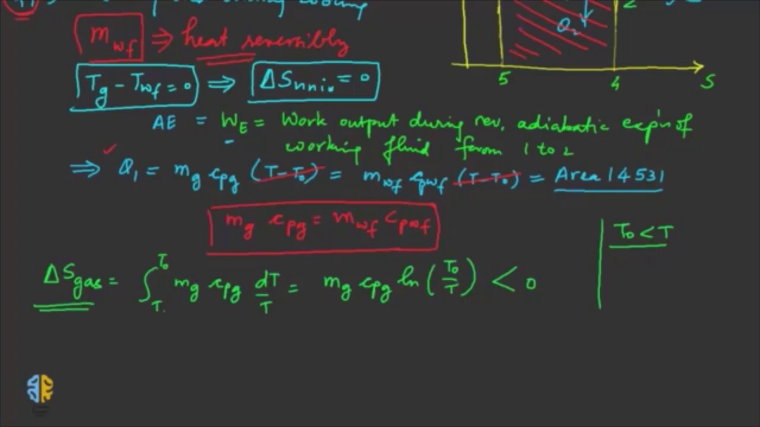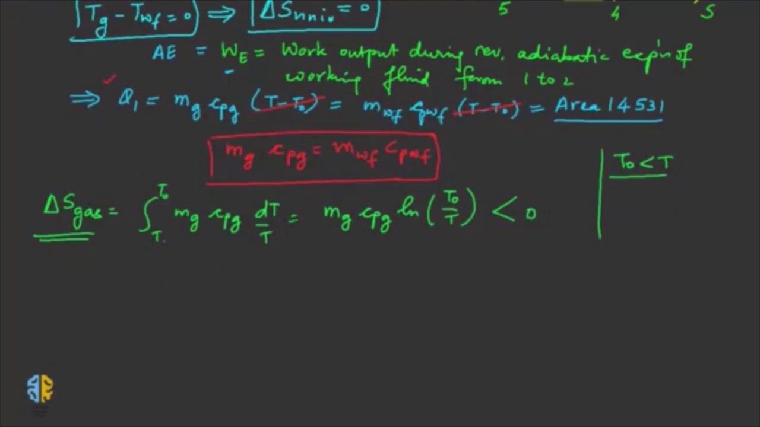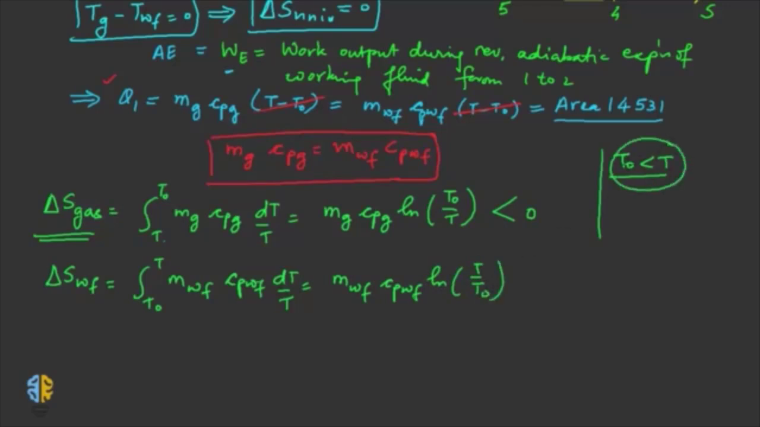Now let's find out the entropy change in the working fluid. So this is delta S working fluid, and this would be from T naught to T, because you're heating it, and you'll have MWF CPWF into dT upon T. This is equal to MWF into CPWF into log T upon T naught. And for the same reason, because the working fluid is gaining heat, the entropy would increase in this case.